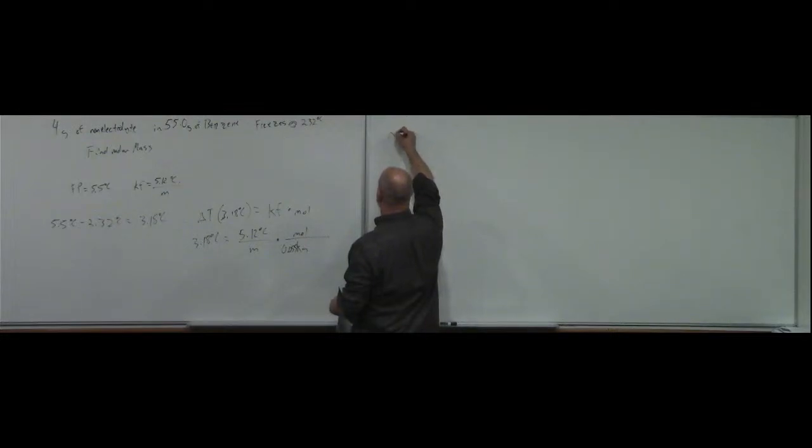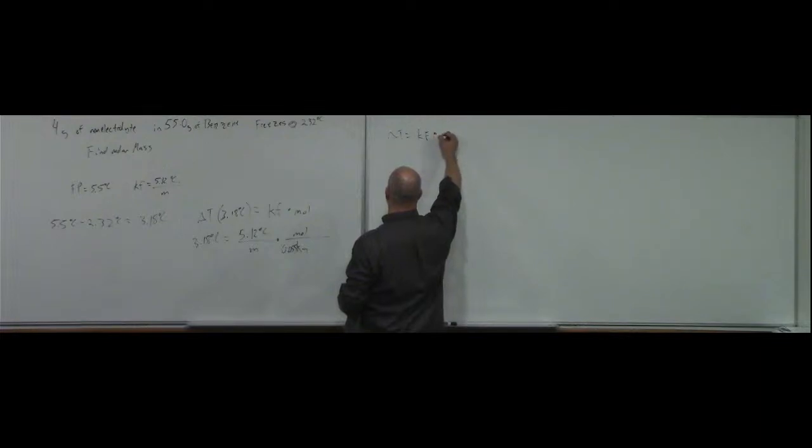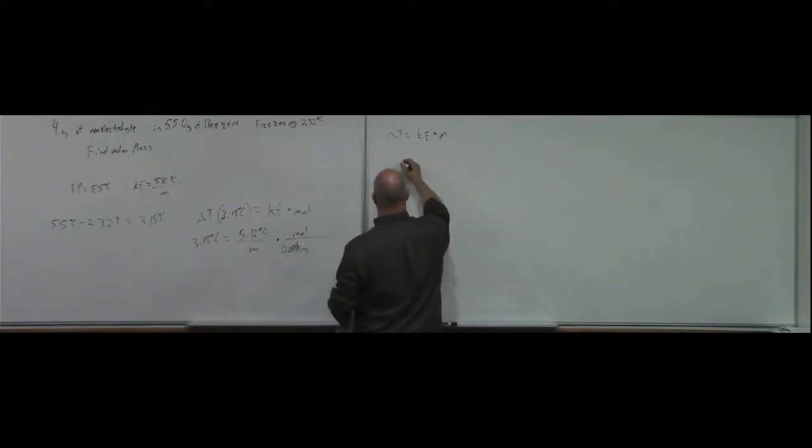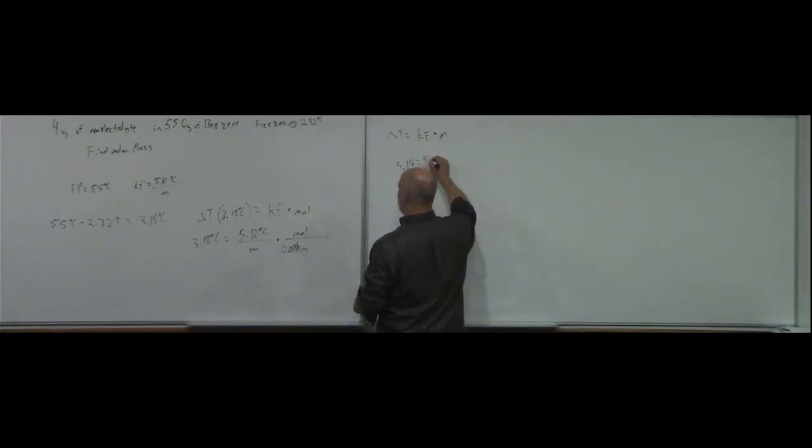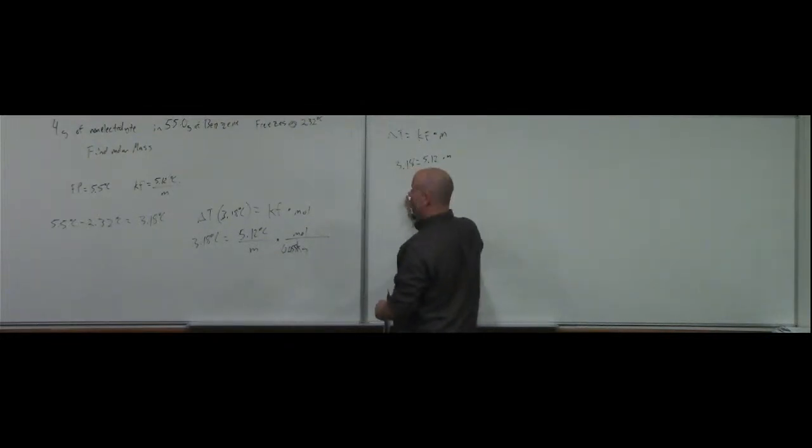Let's go back to this. Delta T equals Kf times m, right? So my 3.18 equals 5.12 times m. So I can divide both sides by 5.12. And so what do I get here? You get 0.621. 0.621 moles per kilogram is my molality.